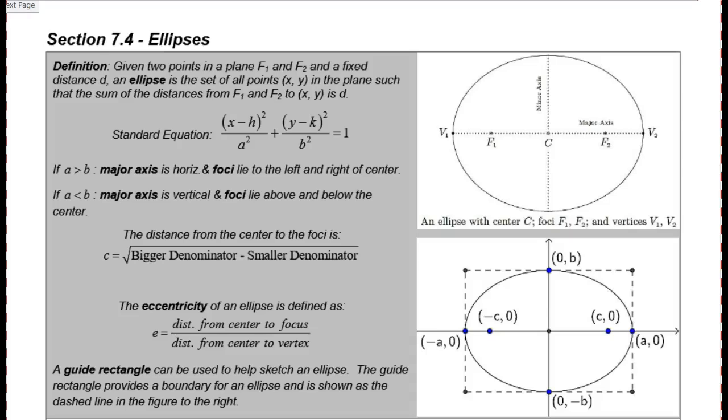Welcome back, folks. We're in section 7.4. Today we're talking about ellipses, or ellipses, depending on how you choose to pronounce it. And this is the third of the four conic sections we will be studying. We've already talked about circles and parabolas, and now we are into the third one, ellipses.